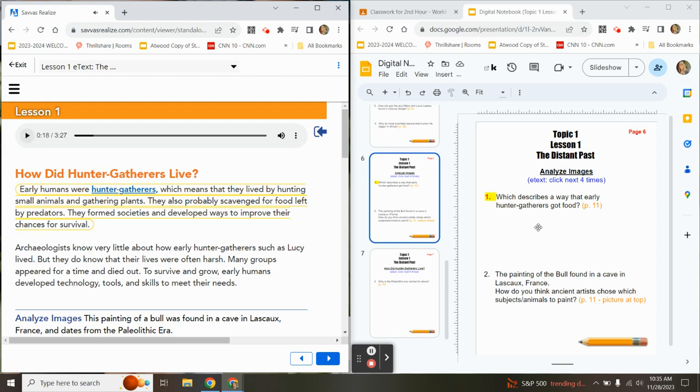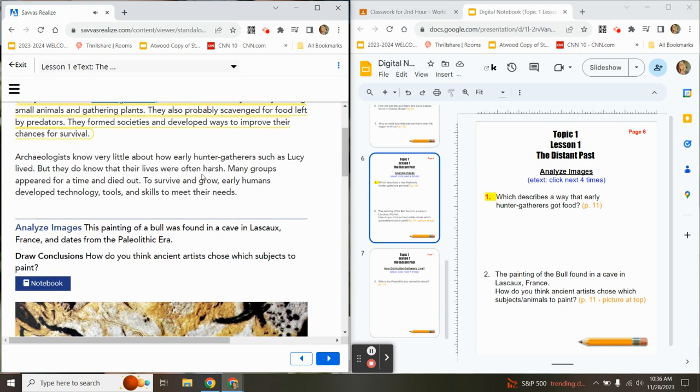Number 1, which describes a way that early hunter-gatherers got food. This is on page 11 in your textbook. It is in this circled, highlighted text that was just read to you under How Did Hunter-Gatherers Live? Notice this is a quiz question. All right, let's continue on.